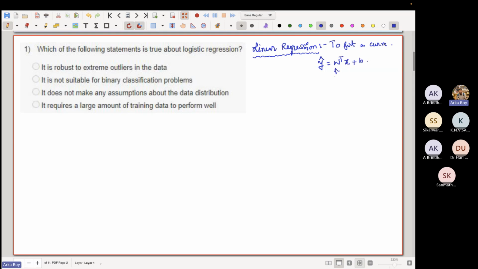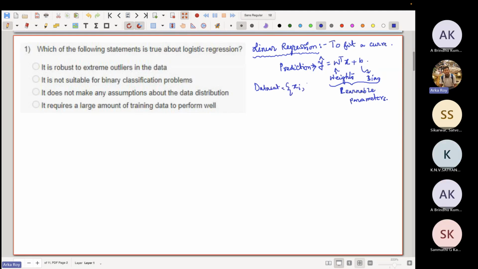Here W is the weights and B is the bias, and these two parameters are learnable parameters. This is the prediction. Your dataset looks like this: it is a set of paired values, xi comma yi.